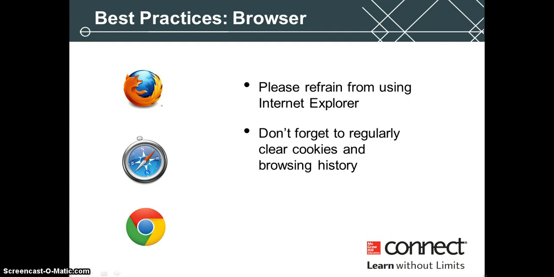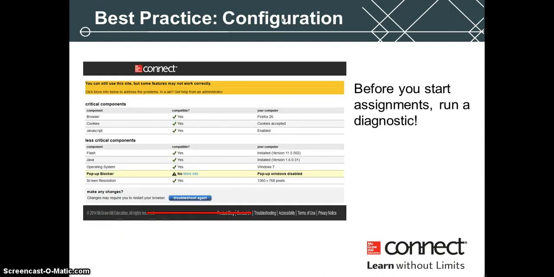For the smoothest experience when running Connect, I recommend one of these three web browsers. If you have a Mac at home, Safari works fine. Otherwise, Firefox or Chrome come recommended. Please note that we ask that you refrain from using Internet Explorer when running Connect. Much like an application for your smartphone, Internet Explorer updates too rapidly for McGraw-Hill, and so it can create for a bit of an unfriendly experience. We also ask that you regularly clear your cookies and web browsing history. Like any other web-based application, Connect can get bogged down if there's just too much space being taken up through your web browser.